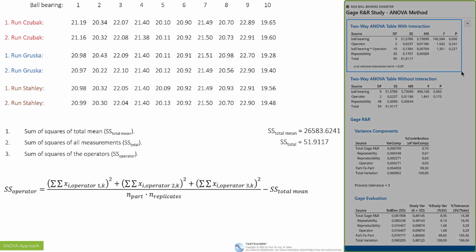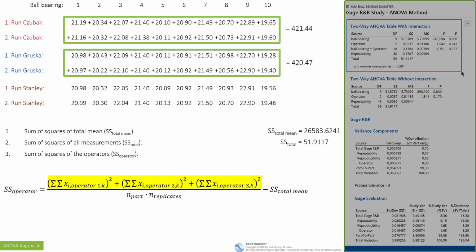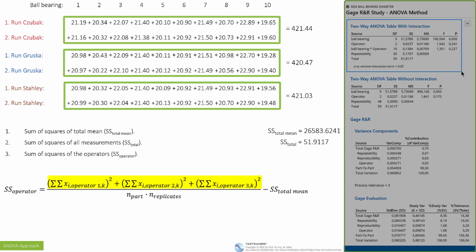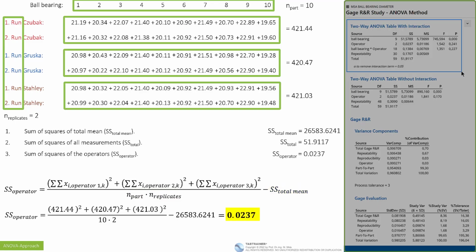In the third step, the sum of squares over all three operators is determined by firstly adding up and squaring the respective 20 individual values for each operator. The three summed up and squared results per operator are added together and divided by the product of the number of parts and the number of replicates. And then subtracting from this result the sum of squares of the total mean from step 1, which gives a sum of squares across all three operators of 0.0237.